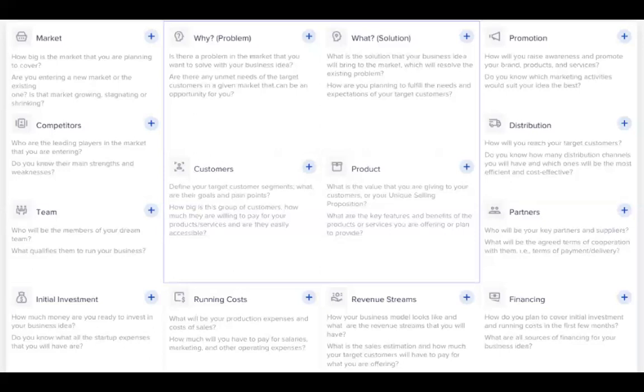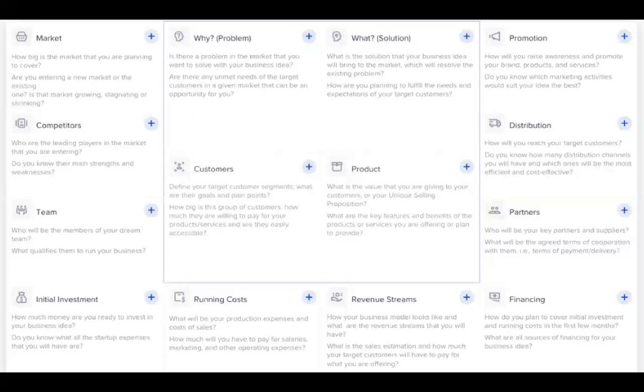Are you entering a new market, an existing market, or a declining market? You need to understand this, because how you play in each of these is different. If you are operating in an emerging market, the way you position yourself is different from when you're operating in an existing market where competition is already ripe. And the way you position yourself in a declining market is different.